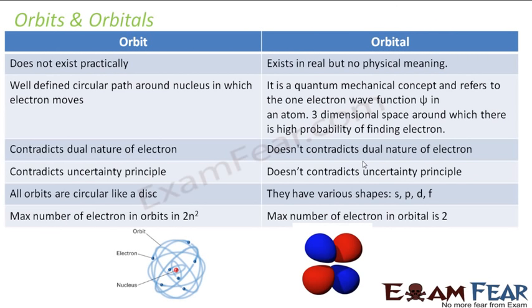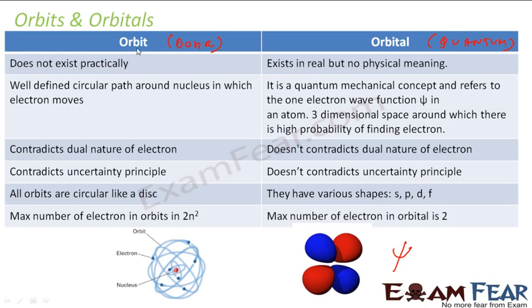First, let's differentiate between orbit and orbital. Orbit is something given by Bohr, and orbital is given by quantum physics. Actually, an orbit doesn't exist practically. This orbit is just a concept. If you see the atom, there is no orbit. Orbitals exist, but they don't have any physical meaning. They are nothing but the wave function psi.